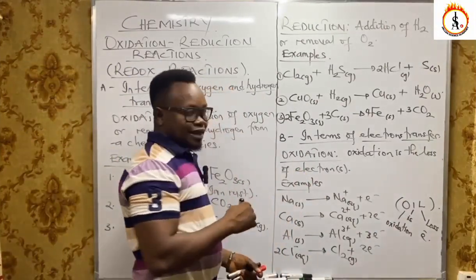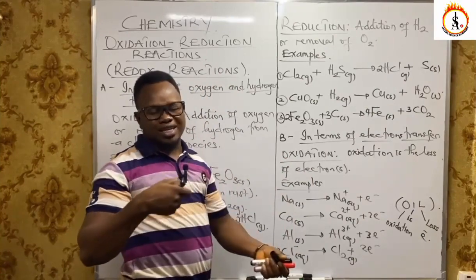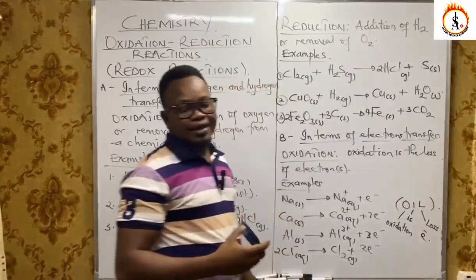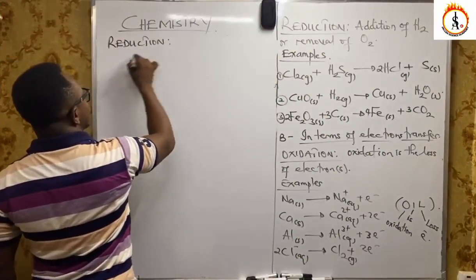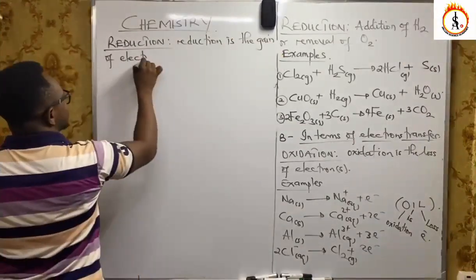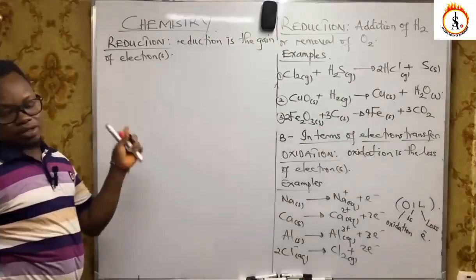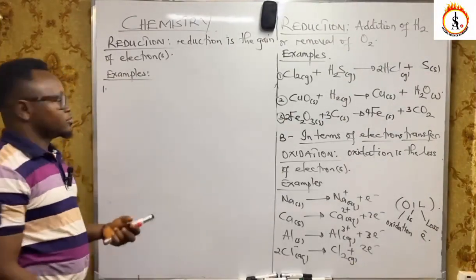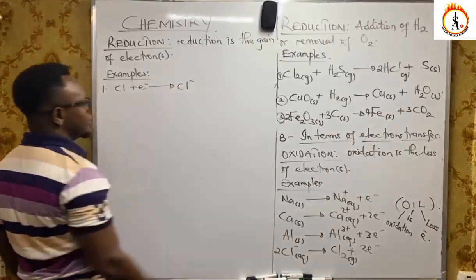I told you earlier that if you have this for oxidation, then to get for reduction, you are going to take the reverse process, meaning reduction is going to be the gain of electrons. So reduction we say is the gain of electrons. So the gain of electron or electrons is reduction. Let's look at examples. Chlorine here, Cl, will gain an electron to become Cl minus.